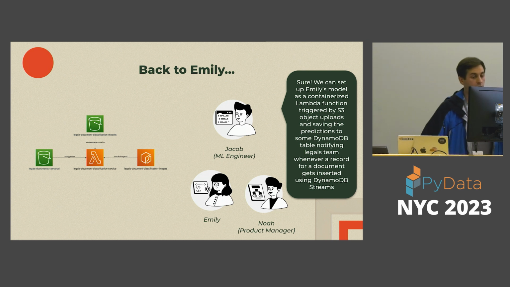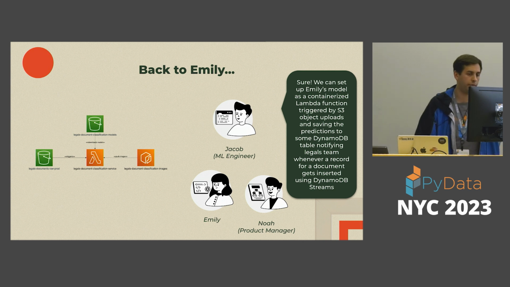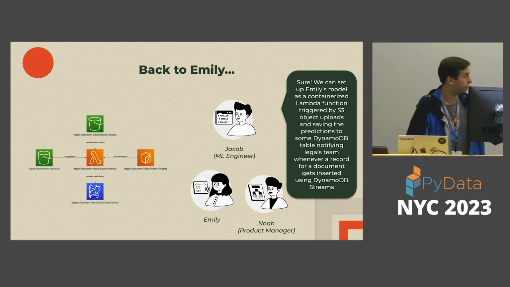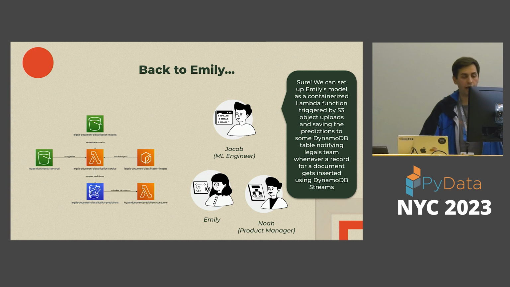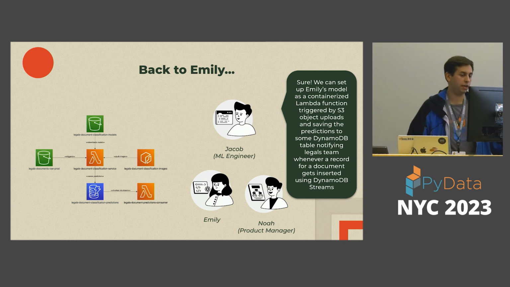And we can have another S3 bucket for the legal team to upload the documents. So automatically, when they upload a new document, it would trigger the execution of our Lambda function. We can then save the prediction, for instance, on a DynamoDB table, and that would trigger the execution of, for instance, a new Lambda function created by the legal team, which would be invoked via DynamoDB stream.